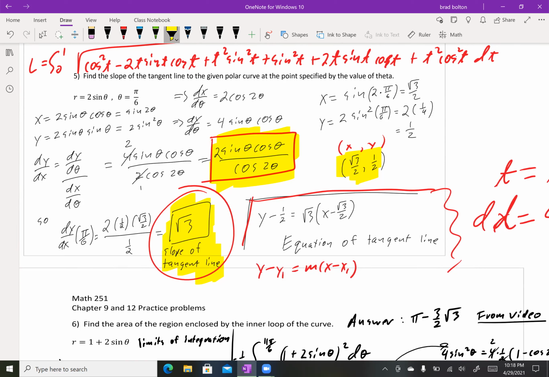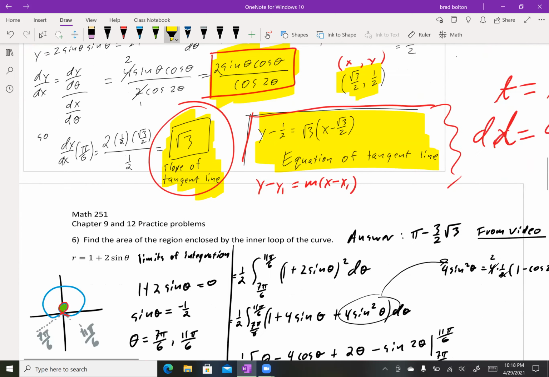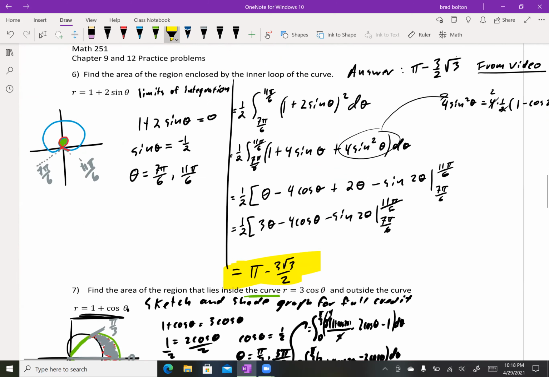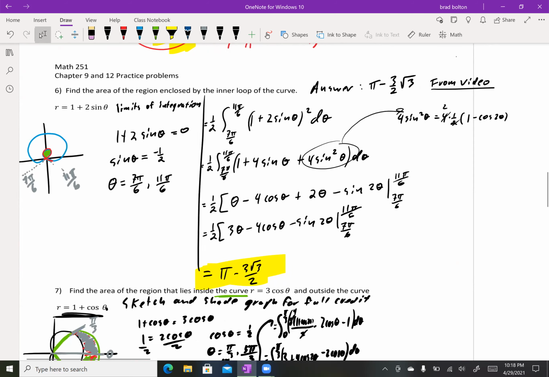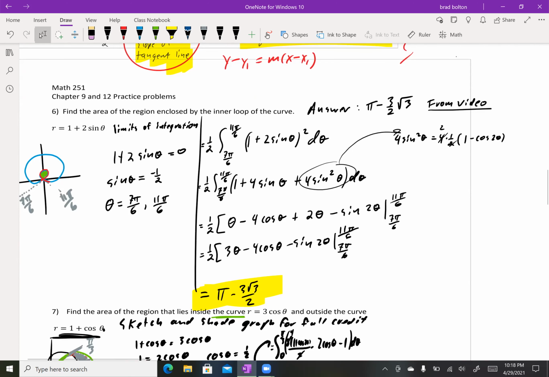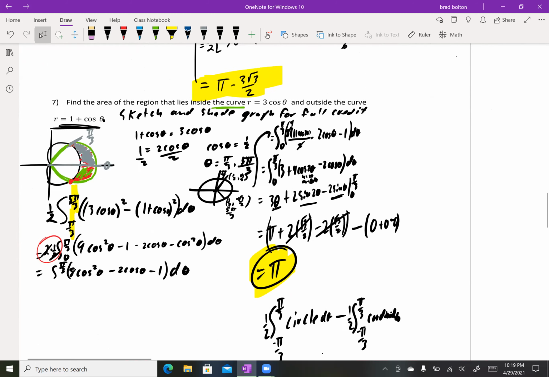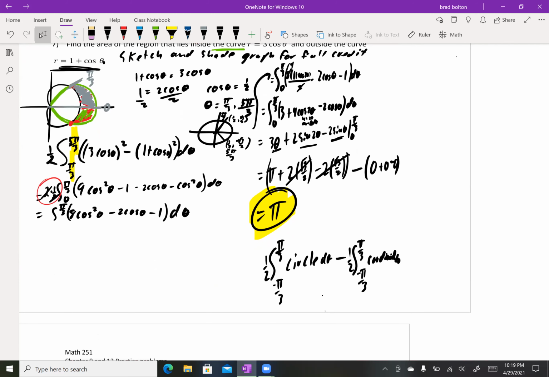And this part over here is just a little extra, just in case they ask you for the equation of the tangent line. Well, you could also find that as well. Okay. So here is an inner loop problem. I think this is the exact same one from the video. So here's this one. You should be able to look at that. Here's a circle and a cardioid, I believe.